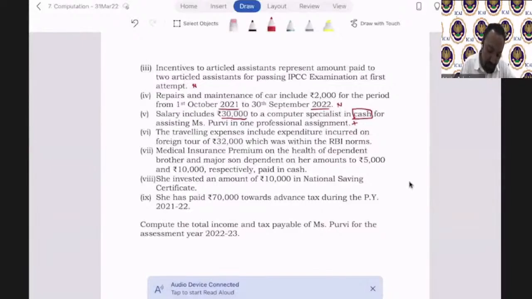Then traveling expense includes a foreign tour, which is within RBI norms. So there is nothing to do about it. So you are allowed to spend this. So probably you can write a note alone.